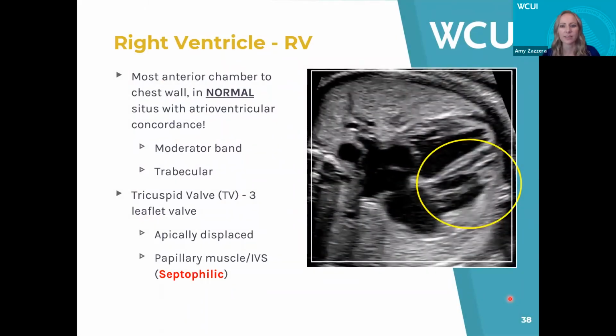All right, so let's look at the right ventricle. It's the most anterior chamber to the chest wall with normal anatomy. It has coarse walls that are trabecular in nature. Something that it's probably most well known for is the moderator band, which is easily distinguishable because of that thick wall. And then we also have the tricuspid valve. It's a 3-leaflet valve, and it's apically displaced in relation to the mitral valve. And then we have papillary muscles that attach to the septum. So they're septophilic.